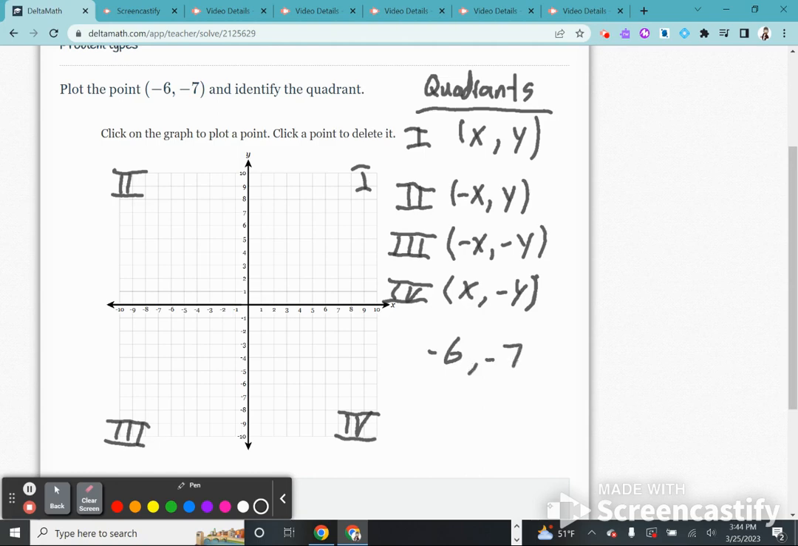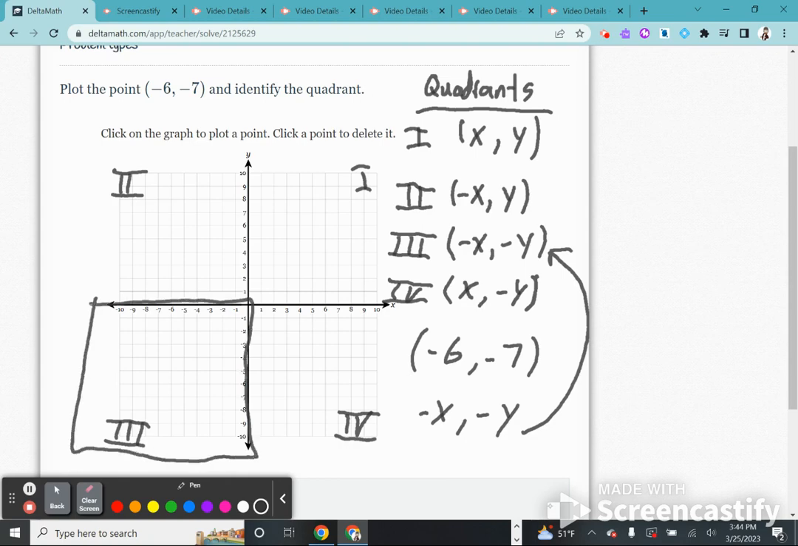Okay. For this one, we have -6 and -7. I know that I have a negative x, and I know that I have a negative y. The only one that matches that criteria there is quadrant 3. So I know my point is going to be somewhere in quadrant 3. So now I go over, I go 6 units to my left and 7 down.